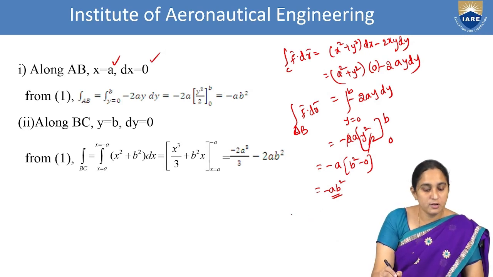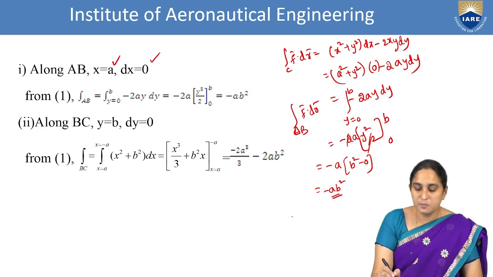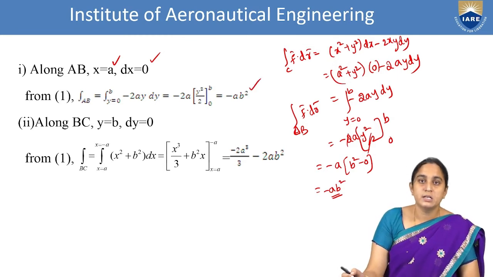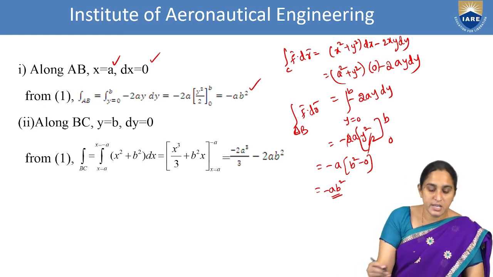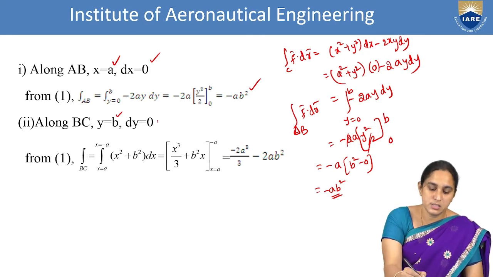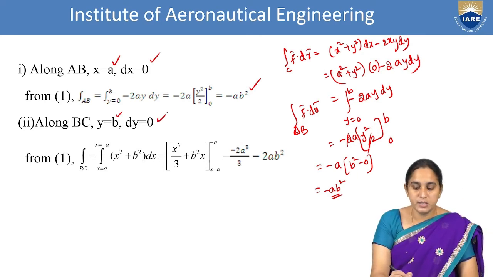Therefore, along AB, the line integral value is minus AB square. Next, along BC. Along BC, what are the conditions from the diagram? y is equal to b, and the derivative dy is 0.